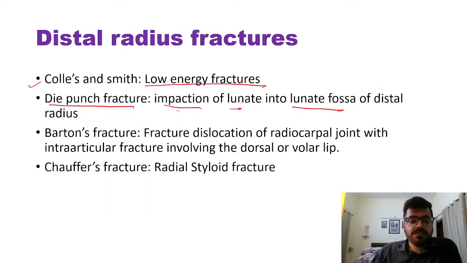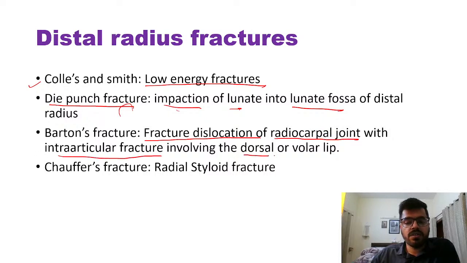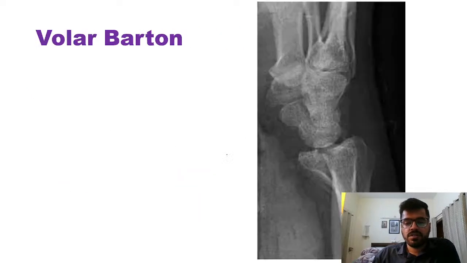Then we have Barton's fracture. It is a fracture dislocation of the radiocarpal joint with intra-articular extension involving either the dorsal or the volar lip. So, fracture dislocation of the radiocarpal joint.